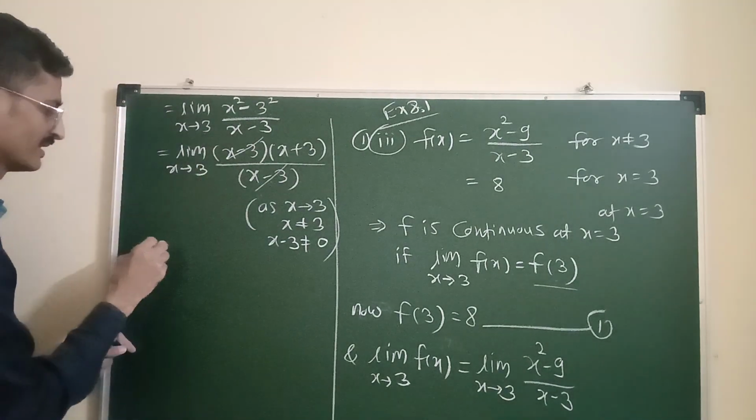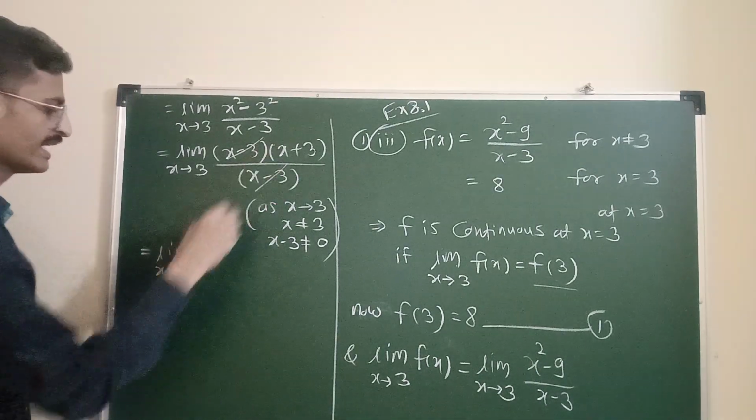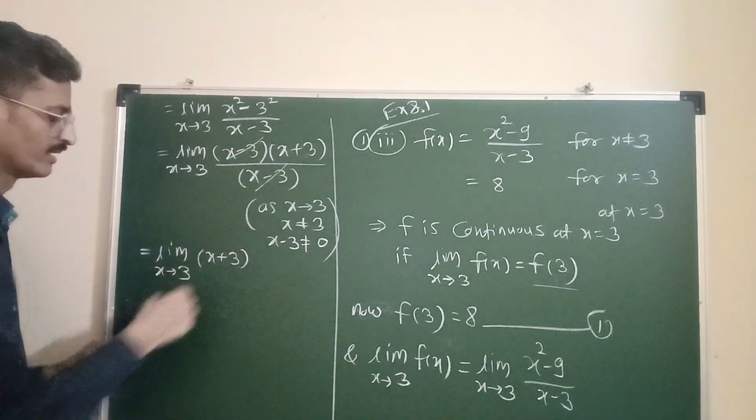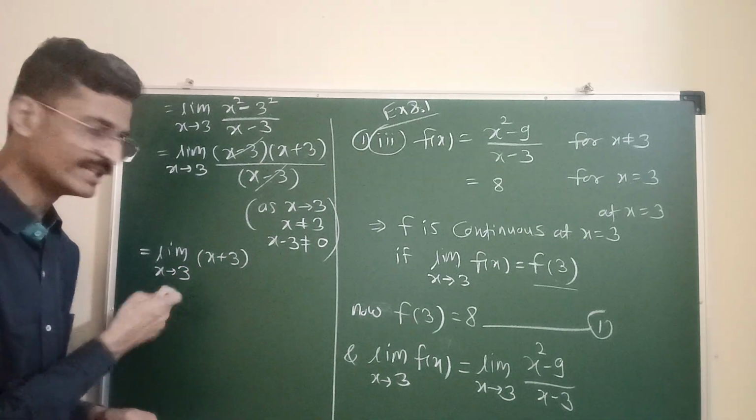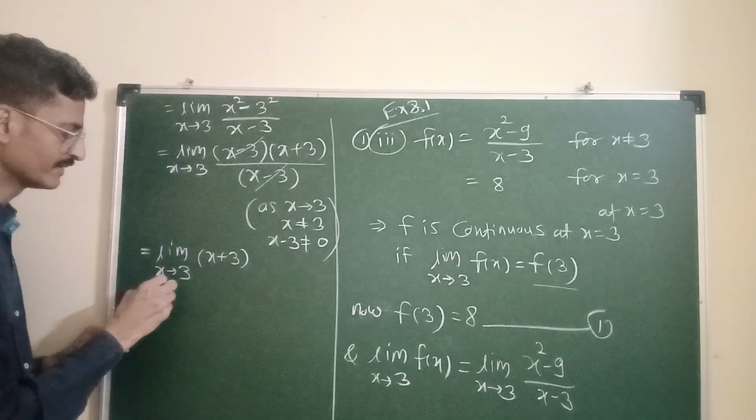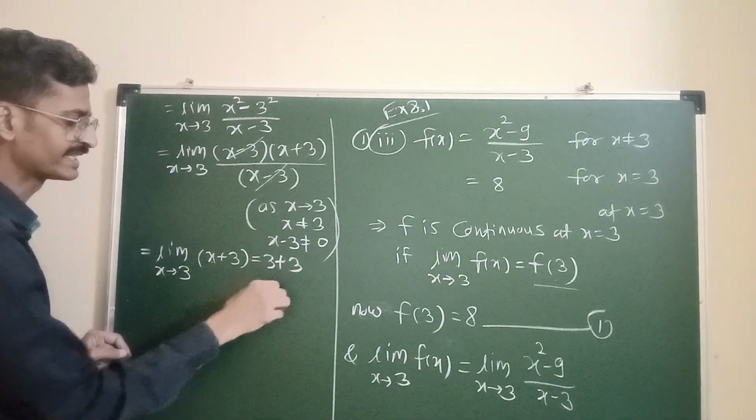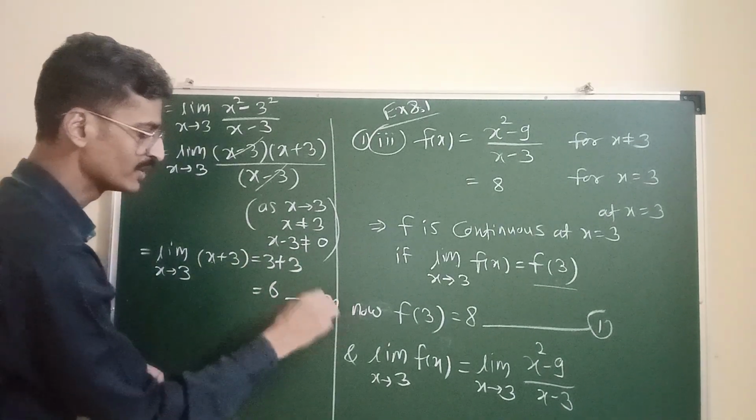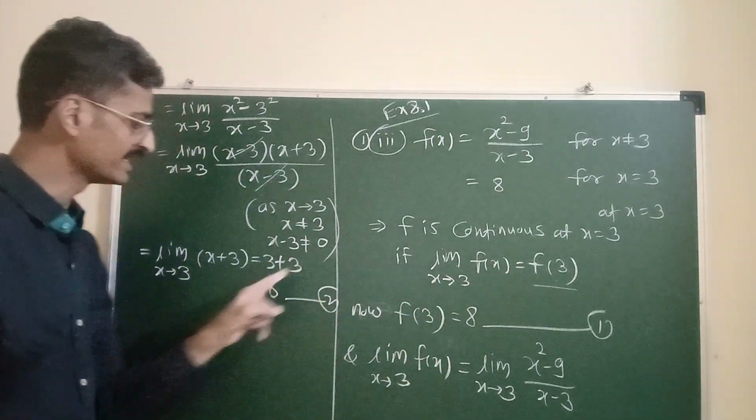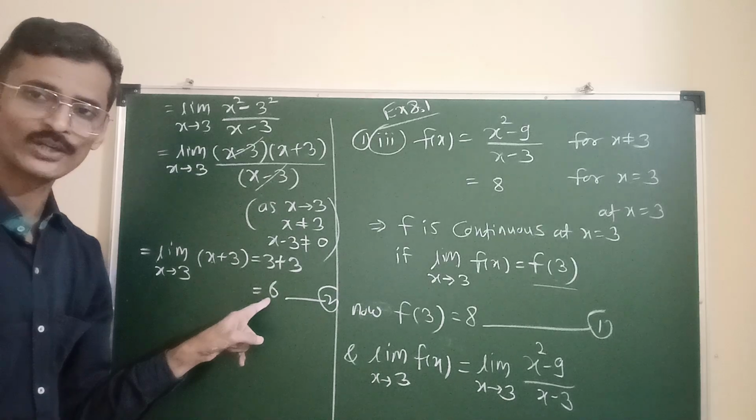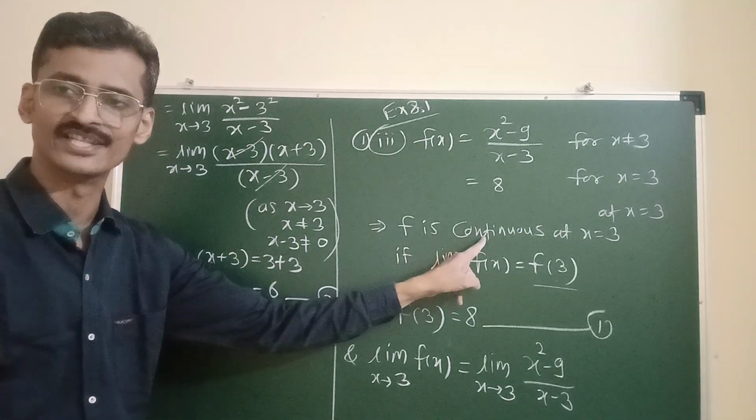So cancel out this. So remaining is limit x tends to 3, x plus 3. Now put x is equal to 3 because we are not getting 0 in the denominator. So the answer is x is equal to 3, 3 plus 3, that is 6. This is equation 2. So the answer of this is 8 and the answer of this is 6. These two are not equal, and so the function is not continuous at x is equal to 3.